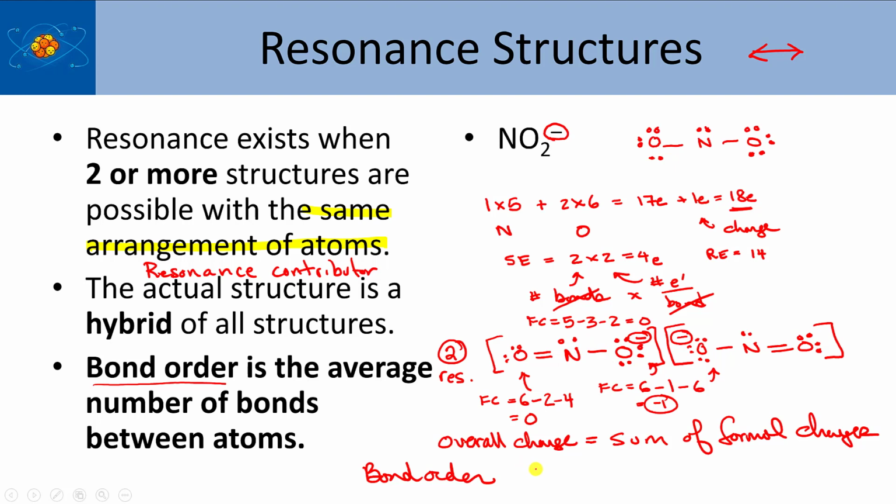Okay. Well, what is the bond order? There's a couple of ways you do this. One is to just look at the structure. It's a bond order of 2 in one structure. It's a bond order of 1 in another structure. And there's a total of 2 structures. So it ends up being 1.5, sorry. But this calculation is the sum of bond orders divided by the number of resonance structures.